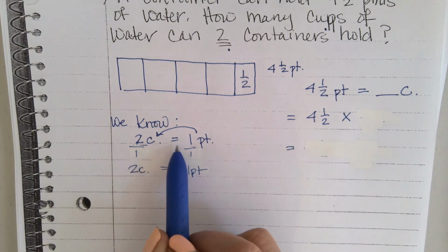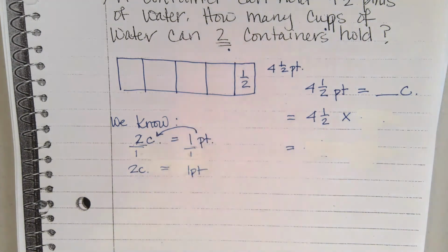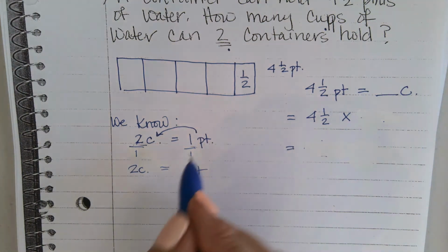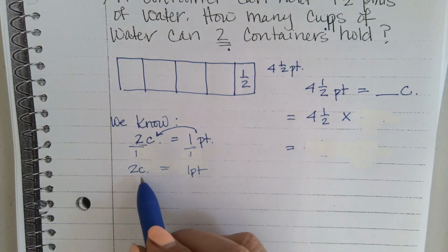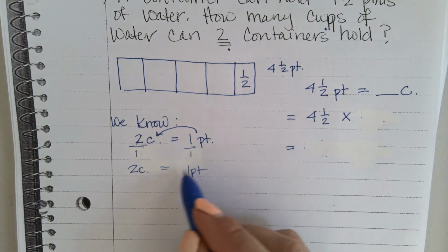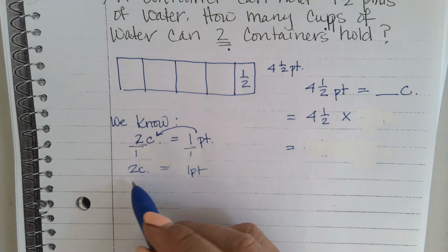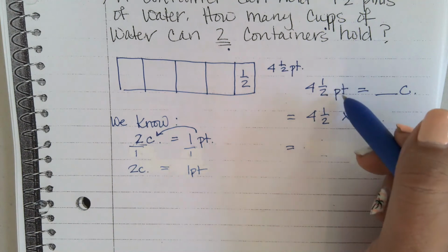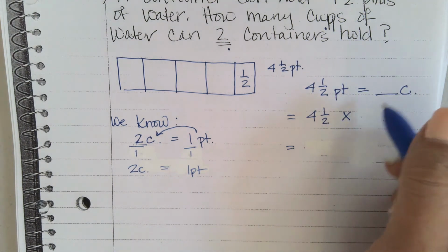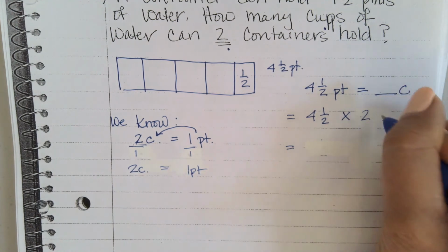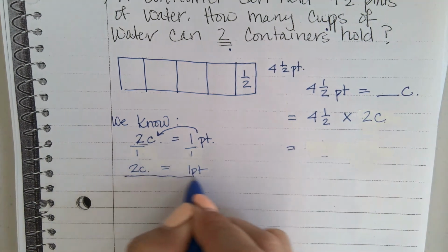So 2 cups is equal to 1 pint, and we're going from pints to cups. Pints are greater than cups. So we're going from a larger unit to a smaller unit. So 1 pint is equal to 2 cups. This is our conversion, okay? We're going to cups. Okay, so 4.5 pints is equal to how many cups? Well, 4.5 copies of 2 cups right here. 2 cups. We're getting that from here.